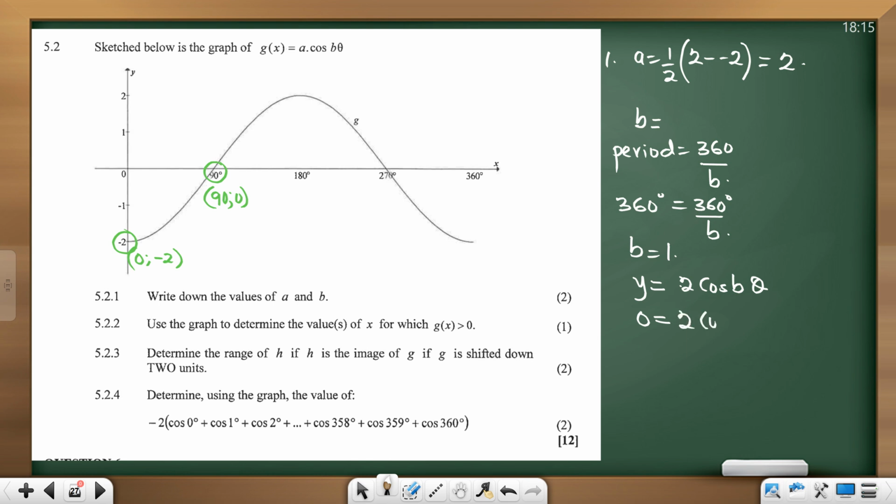So 0 equals 2 cos b multiplied by 90. Can I divide both sides by 2? So what do I have? 0 equals cos 90b. How do I get rid of the cos? It would be arc cos of 0 equals 90b. We did this when we were looking for angle. What is arc cos of 0? Check your calculator.